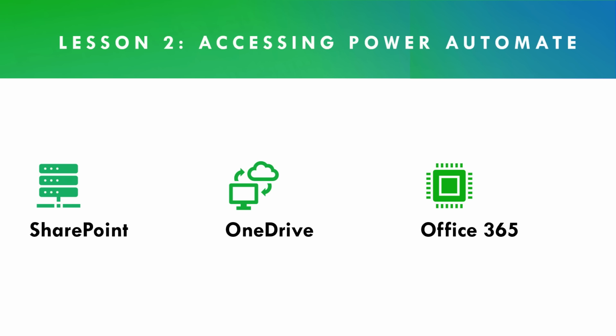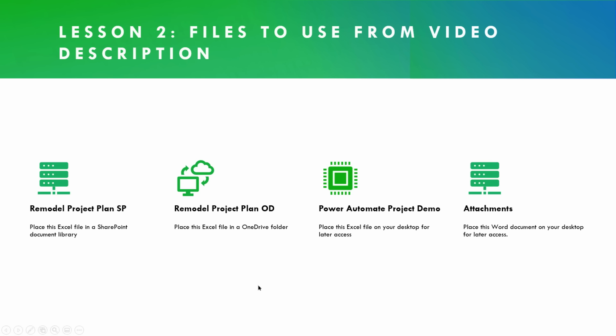In our second lesson, we'll be hands-on accessing Power Automate. We're going to access Power Automate 3 different ways here. We're going to access it from SharePoint, from OneDrive, and from Office 365. Before we get started on this lesson, there are some files in the video description that you're going to want to retrieve so you can follow along.